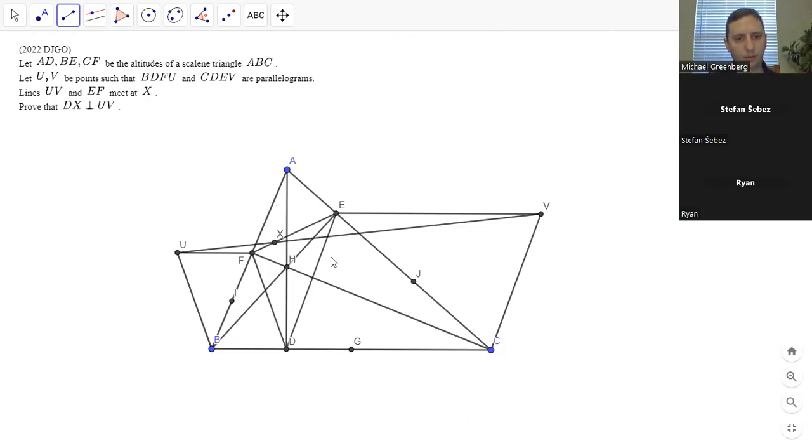But I feel like that's progress. We also know that FX over XE is equal to BD over DC. So, I mean, it's a lot of information.